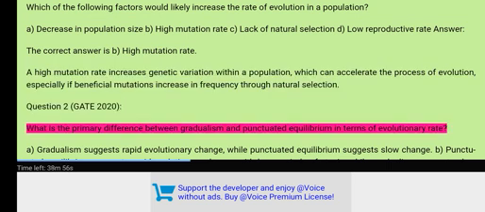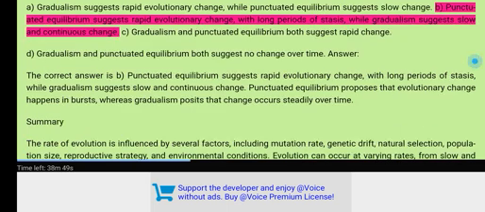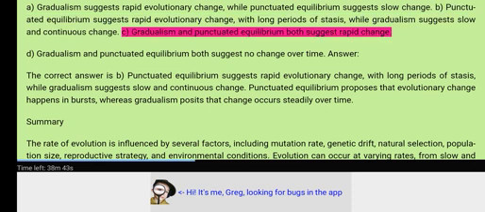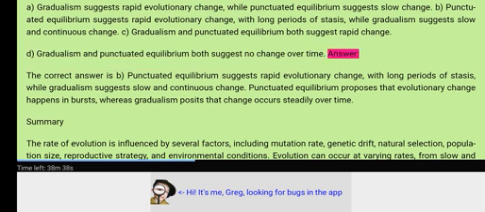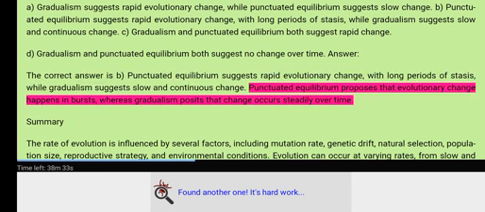Question 2, GATE 2020. What is the primary difference between gradualism and punctuated equilibrium in terms of evolutionary rate? A. Gradualism suggests rapid evolutionary change, while punctuated equilibrium suggests slow change. B. Punctuated equilibrium suggests rapid evolutionary change, with long periods of stasis, while gradualism suggests slow and continuous change. C. Gradualism and punctuated equilibrium both suggest rapid change. D. Gradualism and punctuated equilibrium both suggest no change over time. Answer. The correct answer is B. Punctuated equilibrium proposes that evolutionary change happens in bursts, whereas gradualism posits that change occurs steadily over time.